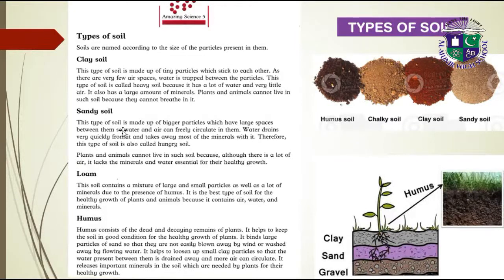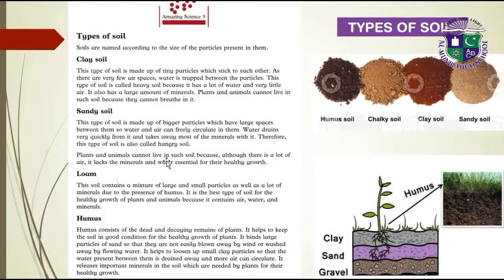Sandy soil, this type of soil is made up of bigger particles. Sandy soil के particles bigger होते हैं which have large spaces between them, so water and air can freely circulate in them. Water drains very quickly from it. Water इसमें से बहुत जल्दी drain हो जाता है because it has bigger particles and takes away most of the minerals with it. This soil is also called hungry soil. इसको हम hungry soil भी कहते हैं.